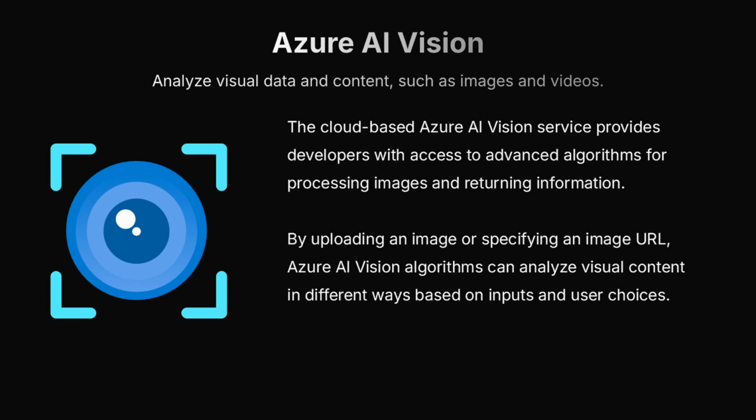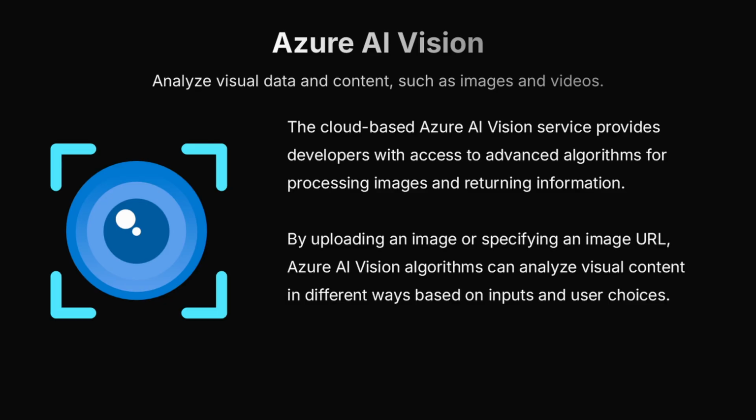Azure AI Vision. The cloud based Azure AI Vision service provides developers with access to advanced algorithms for processing images and returning information. By uploading an image or specifying an image URL, Azure AI Vision algorithms can analyze visual content in different ways based on inputs and user choices.